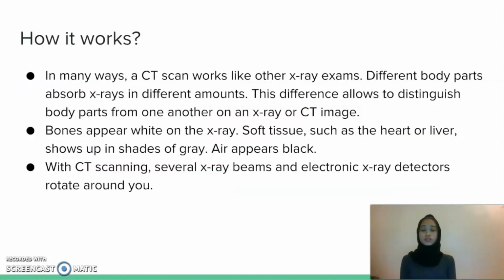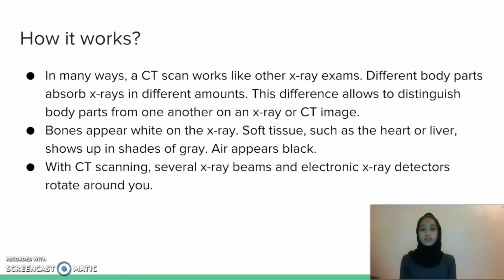Next, how does a CT scan work? In many ways, a CT scan works like any other X-ray exam. Different body parts absorb X-rays in different amounts. This difference allows us to distinguish body parts from one another on an X-ray or CT image. As usual, bones appear white on X-ray, soft tissues, such as the heart or liver, show up in shades of gray, and air appears black.